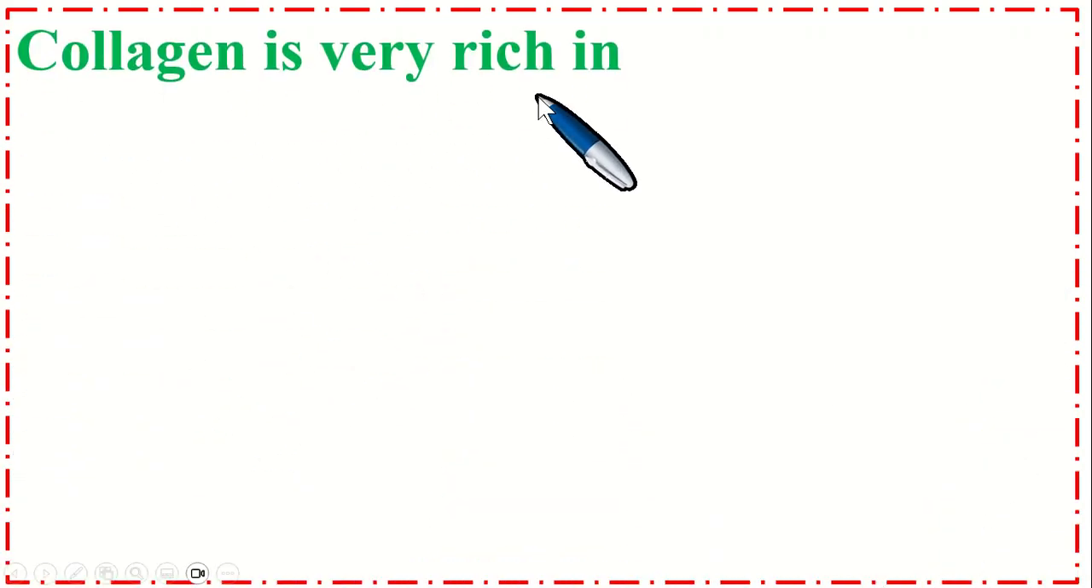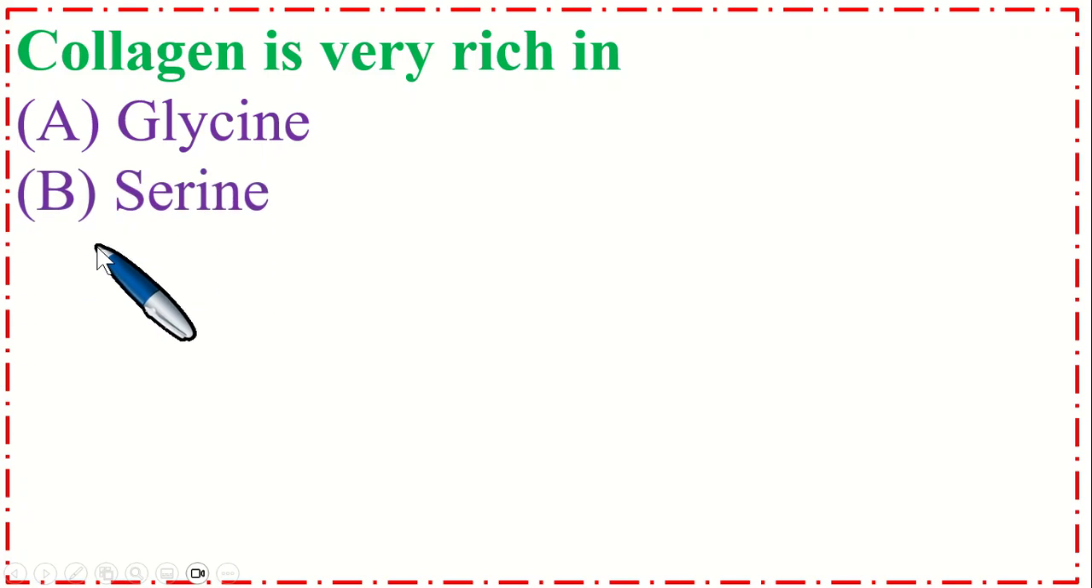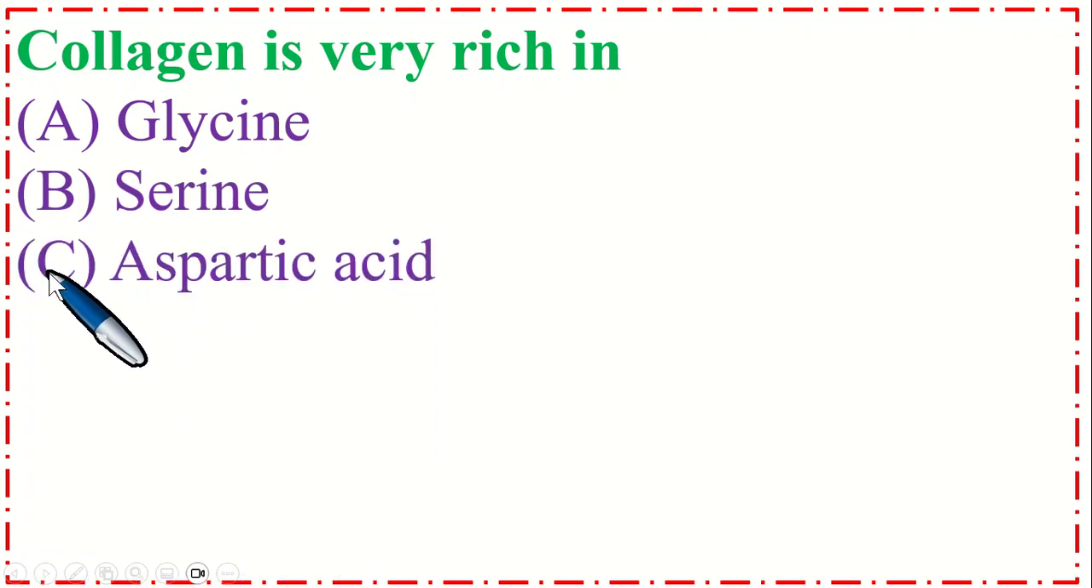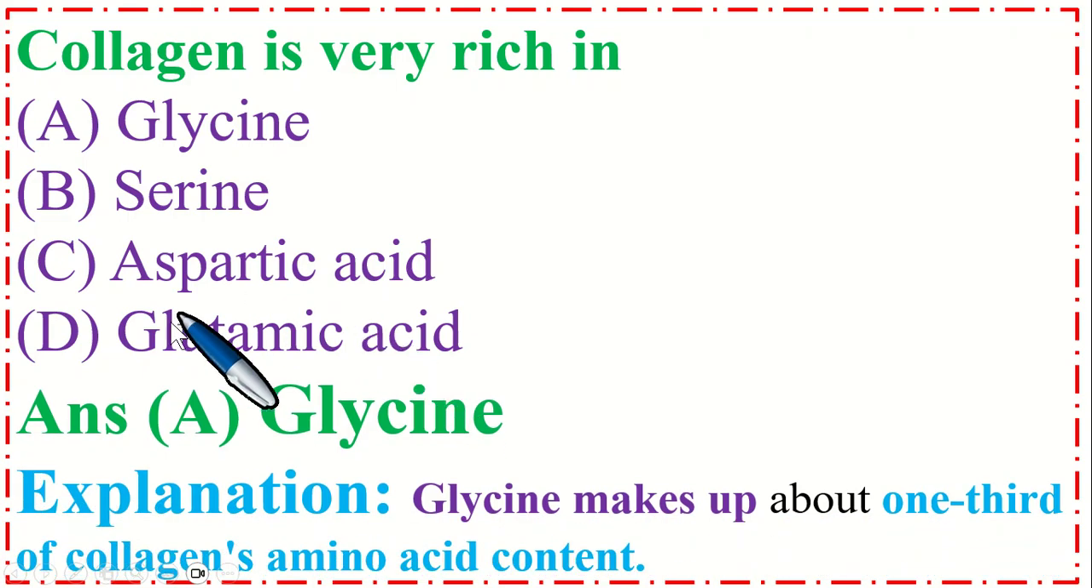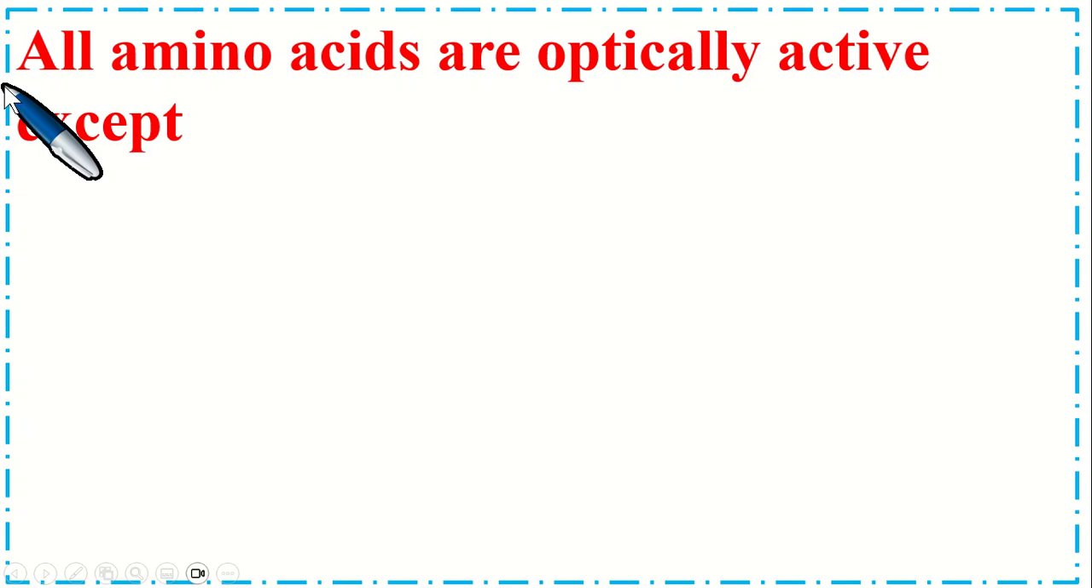Collagen is very rich in option A glycine, B serine, C aspartic acid, and option D glutamic acid. So the correct option is A, glycine. Glycine makes up about one third of collagen's amino acid content. So this is a very important MCQ.